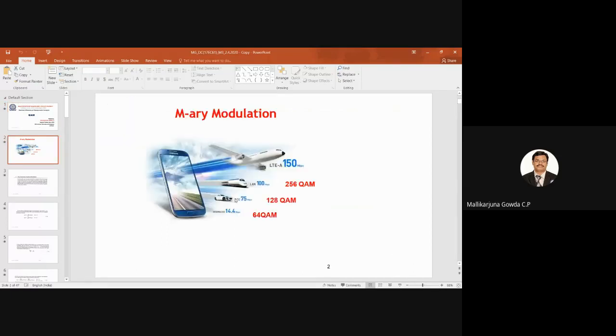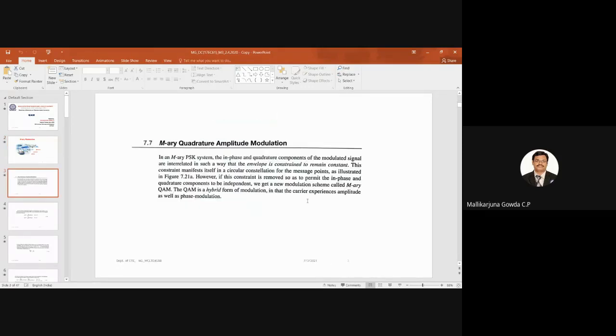I said this yesterday already. Based on the data rate requirement, we have different modulation order QAMs. Okay, fine. So let me define what is M-ary quadrature amplitude modulation.